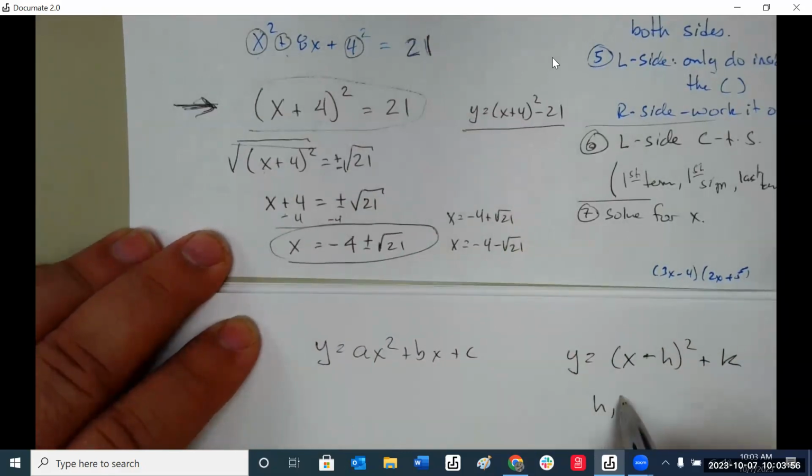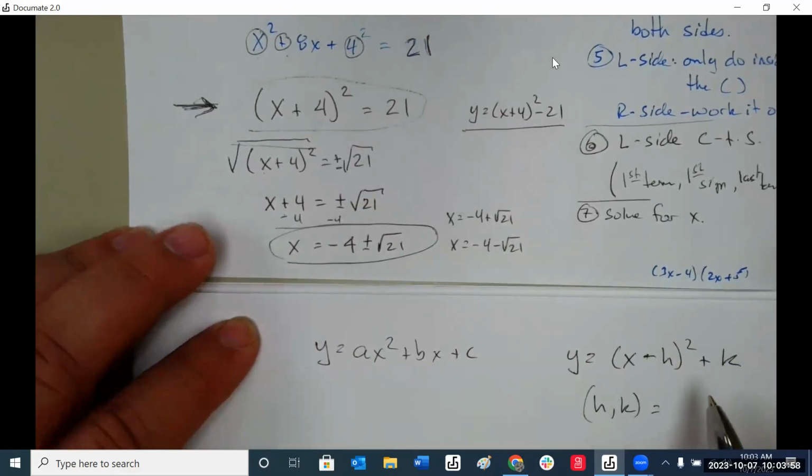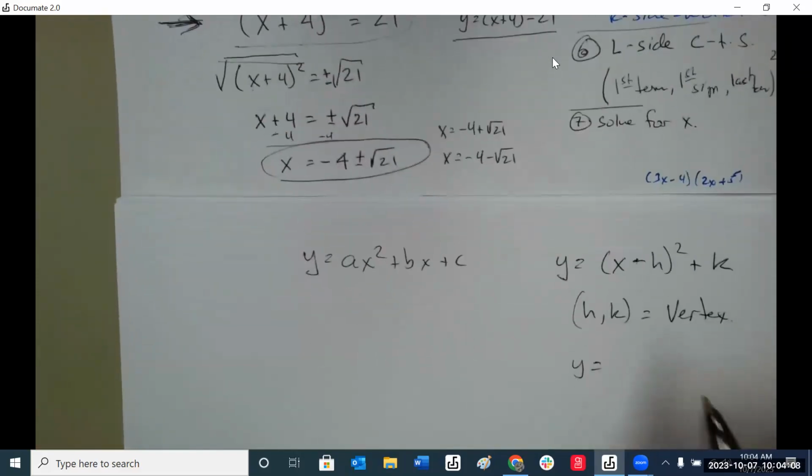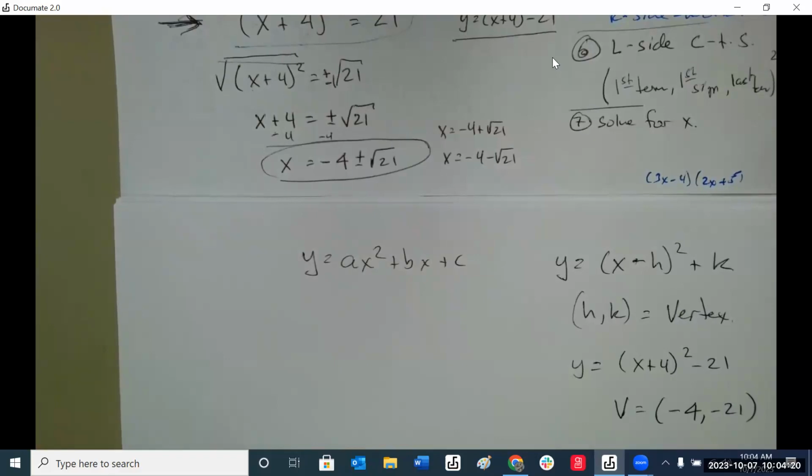So the (h, k) here is your vertex. In our example, we had (x plus 4) squared minus 21. Our vertex is at (-4, -21). All right, so that's that form. You had standard form, now you have the other form.